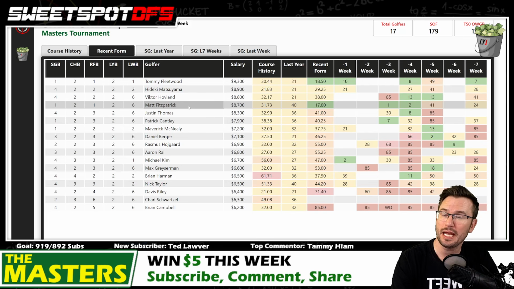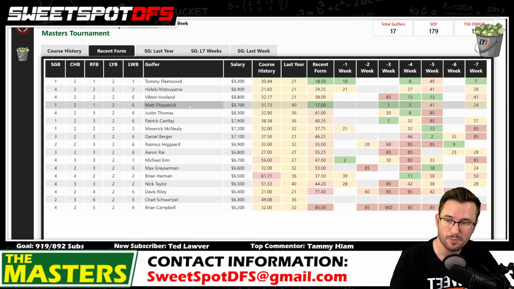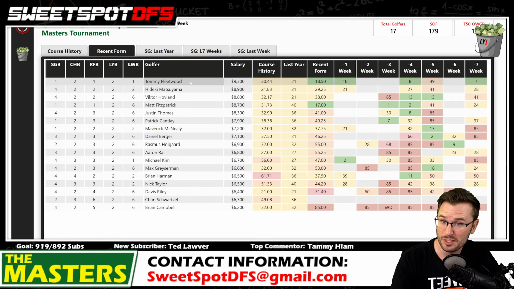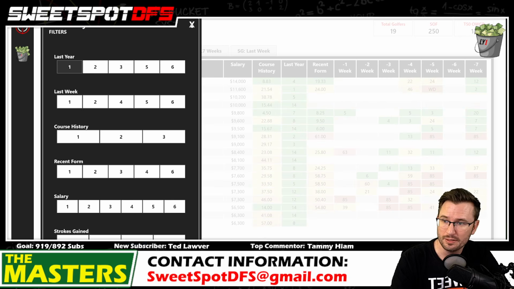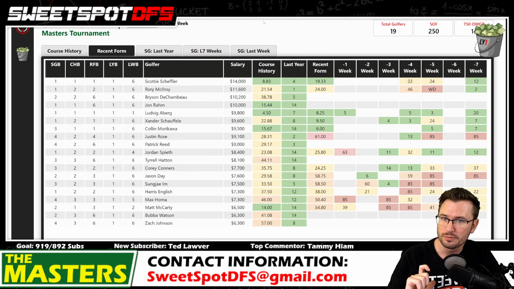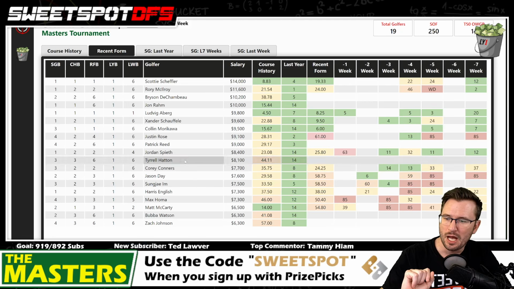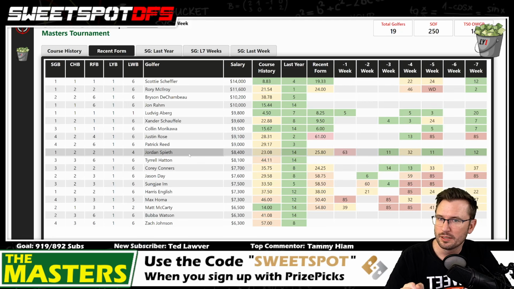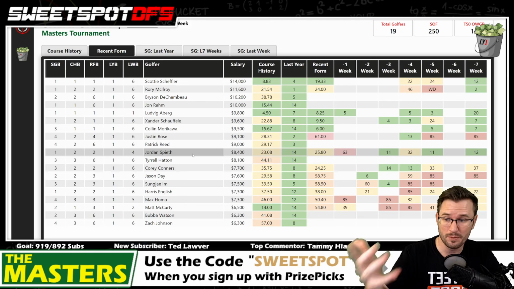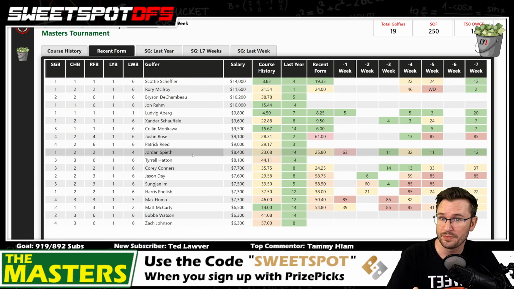Here's an interesting pivot to making sure we grab golfers from these buckets. Let's add Tommy from the last year 2 bucket. Go back into the last year 1 bucket, and our substitution, we can do it a couple different ways. I'm going to add Jordan Spieth. So Jordan Spieth is going to be my 8K golfer instead of Matt Fitzpatrick. So there's already that pivot, and we're using the bucket system for these pivots. So instead of Fitzpatrick, we'll go to Spieth.